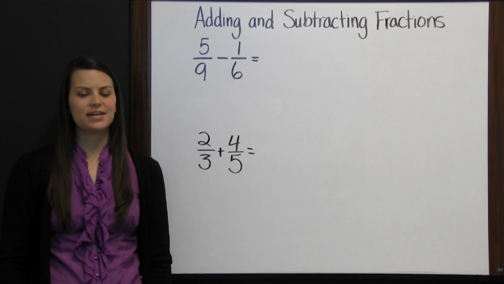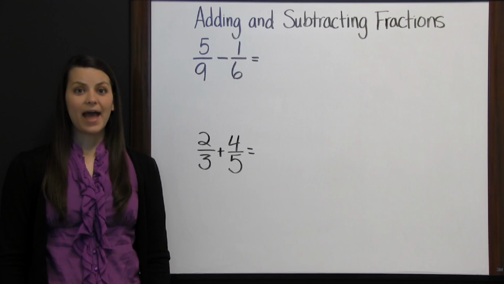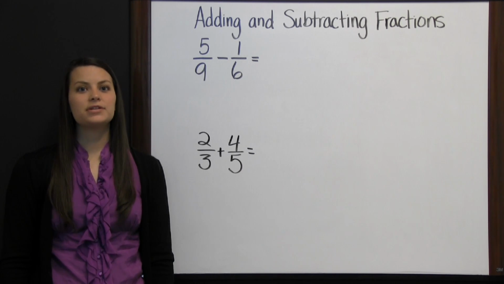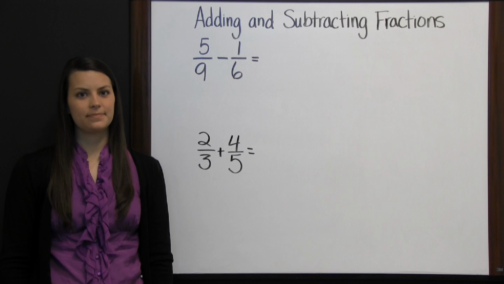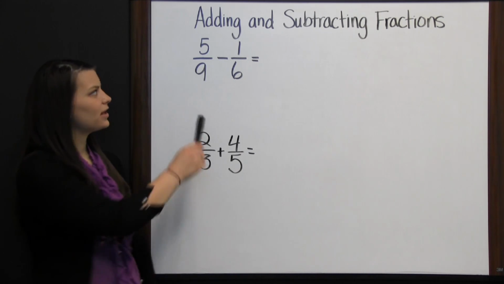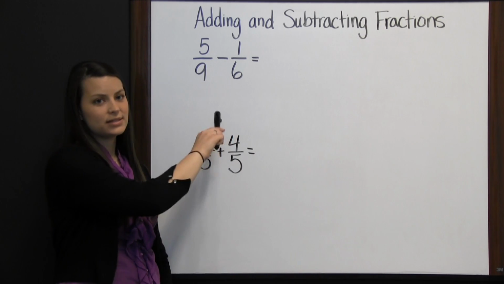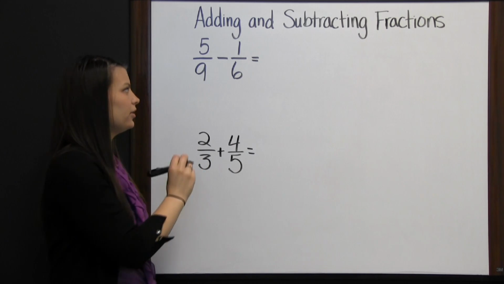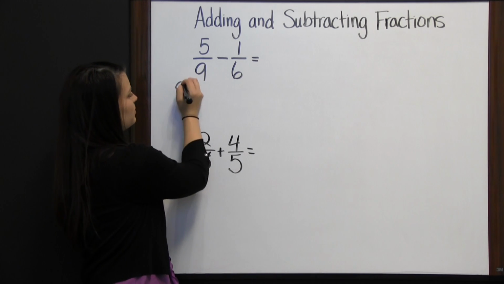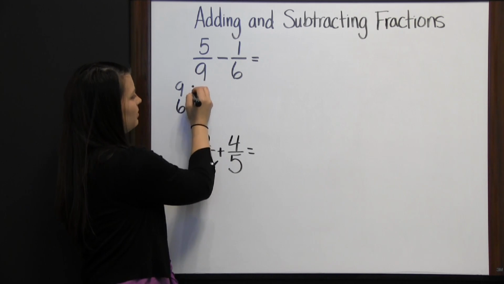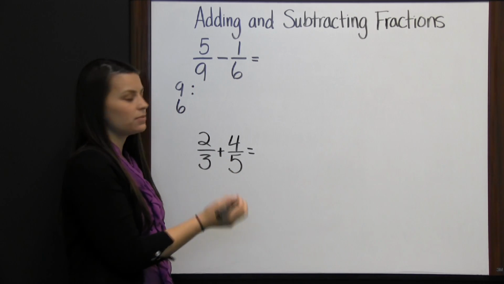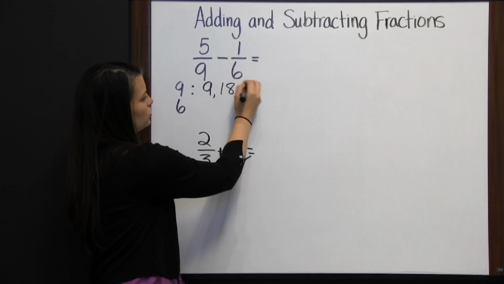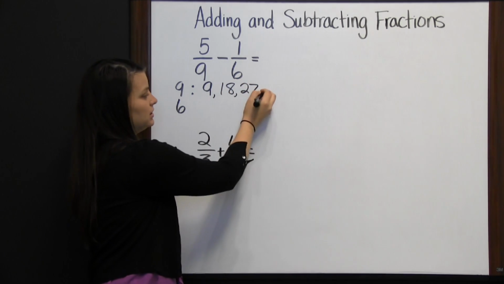Adding and subtracting fractions. To add and subtract fractions, first make sure that the denominators are the same. If they aren't, like in 5/9 minus 1/6, then we need to find the least common denominator. The least common multiple of 9 and 6 can be found by listing the multiples: 9, 18, 27, etc.